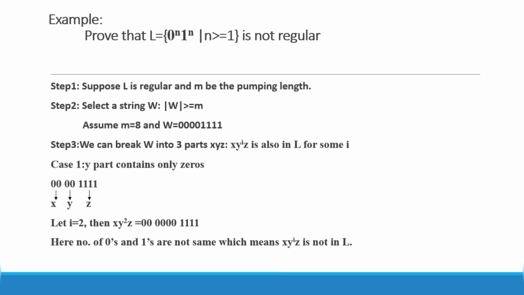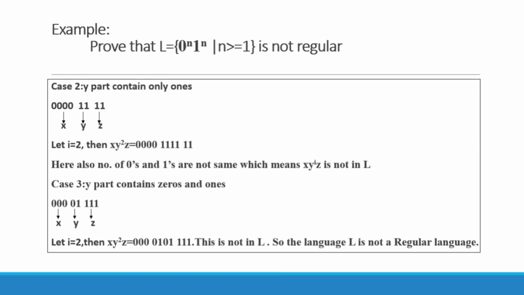Case 1. The y part contains only zeros. Here I am splitting xyz. x contains 2 zeros, y contains 2 zeros and z contains 4 ones. Let i = 2, then xy^2 z = 000000 1111. That is, the x part contains 2 zeros, the y part contains 4 zeros and the z part contains 4 ones. Here the number of zeros and the number of ones are not the same, which means xy^i z is not in L.